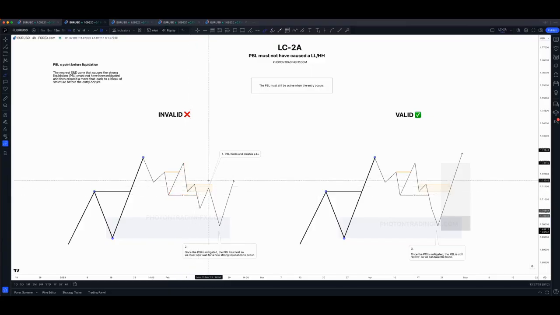The way we determine that is we go, right, where is the PBL? Here it is. This is the supply that liquidated that low. And is it still active? Well, no, because price pulled back into it. It filled up those orders, supply held, and it made a new low. That's how we determine if the PBL has done its job: we want to see it make a lower low with a candle closure, okay?